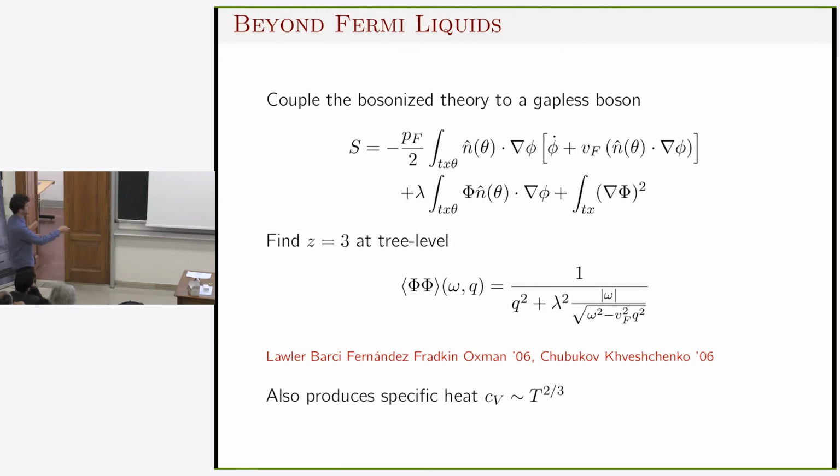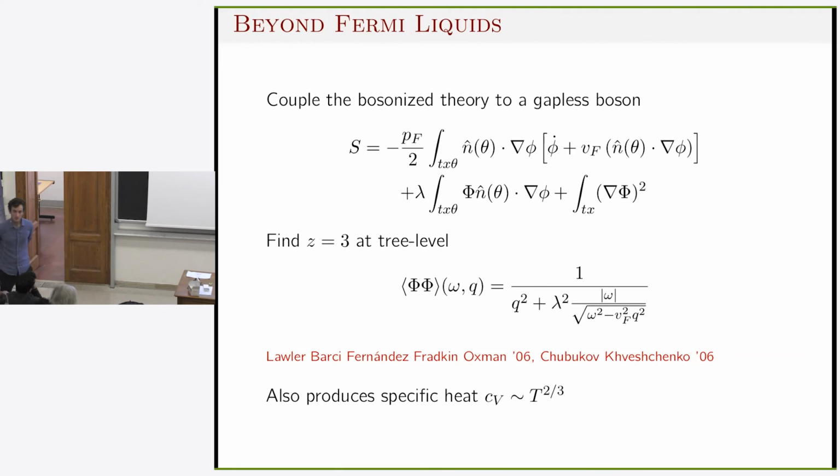And you can also compute the specific heat of this model, and it has this non-Fermi liquid form. Instead of, for Fermi liquids, this would just be linear in T. But of course, this is not the end of the story. There are nonlinearities. In the case of Fermi liquids, these nonlinearities are irrelevant. They had more gradients, and they were suppressed by 1 over PF. But here, it's not obvious that's the case.